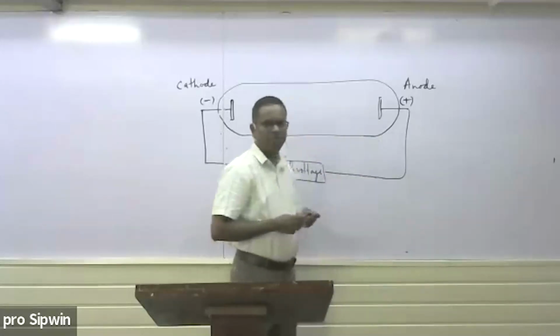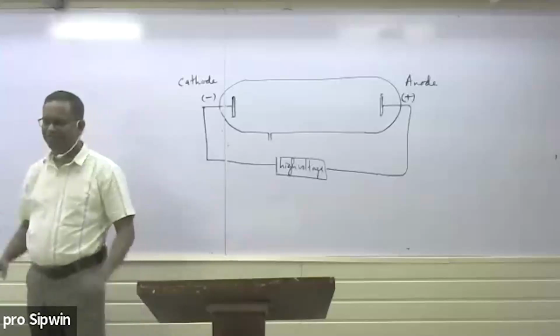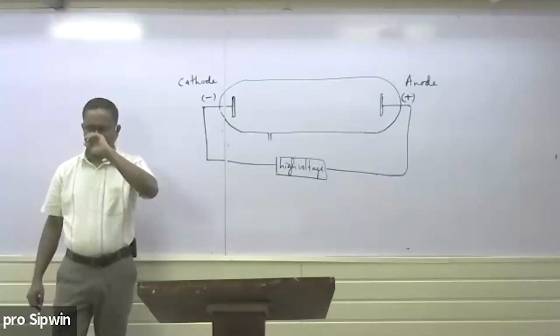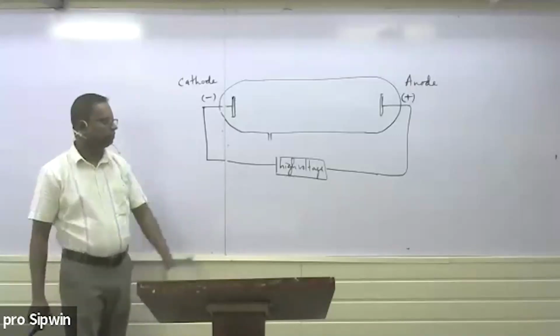Now in your school labs, we have the cathode ray tube. It is with low pressure, so there is no need to reduce it. It is a sealed one with low pressure, so we only have to connect it to the high voltage.